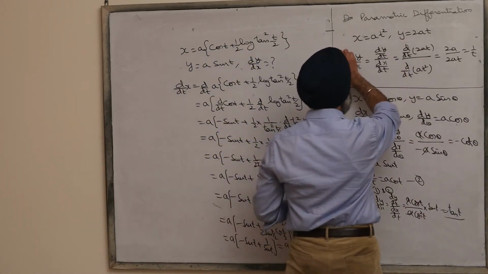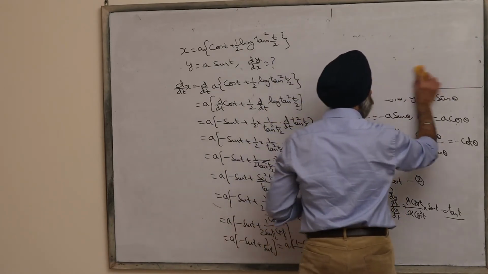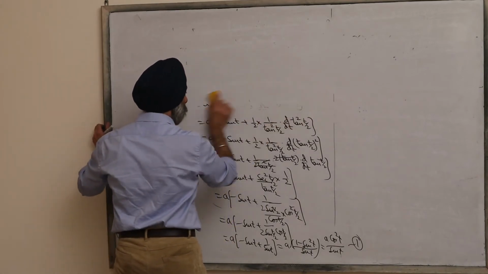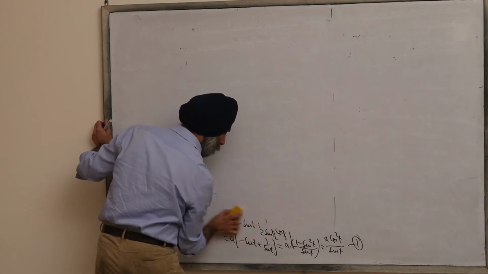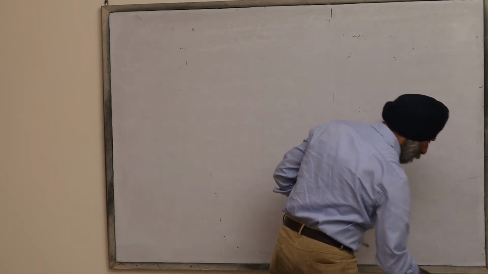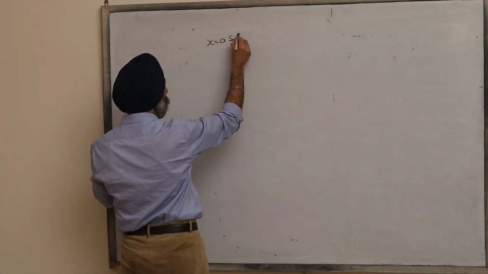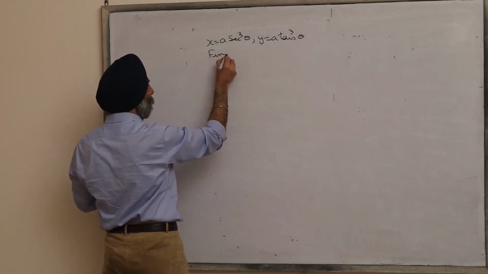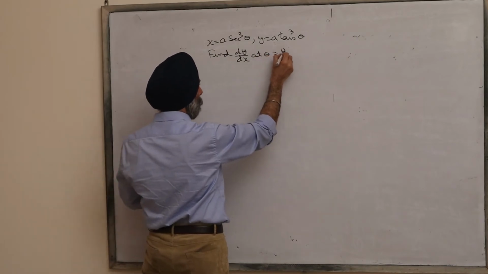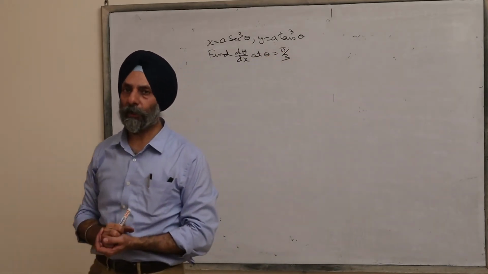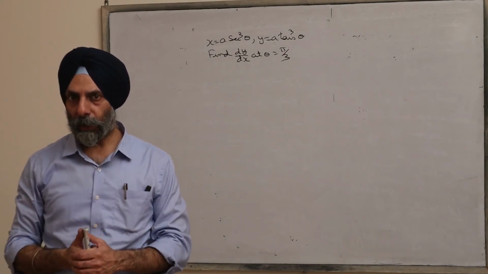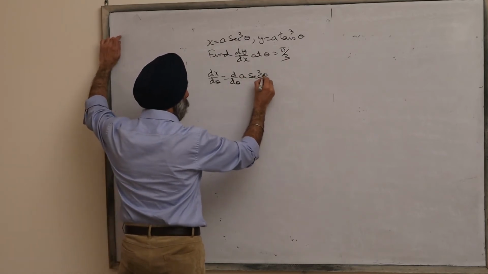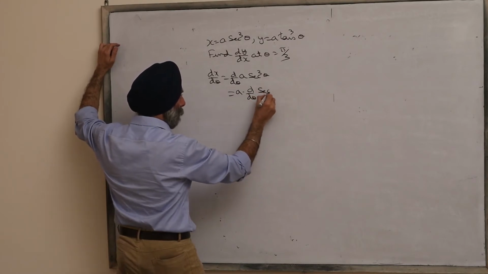Now another example of this is: x is equal to a secant cube theta, y is equal to a tan cube theta. Find dy upon dx at theta is equal to pi by 3. So we have to find the value of differential of this parametric function at the point theta equals pi by 3. So dx over d theta is equal to d over d theta of a secant cube theta. Can I write this as a into d over d theta of secant theta whole cube?